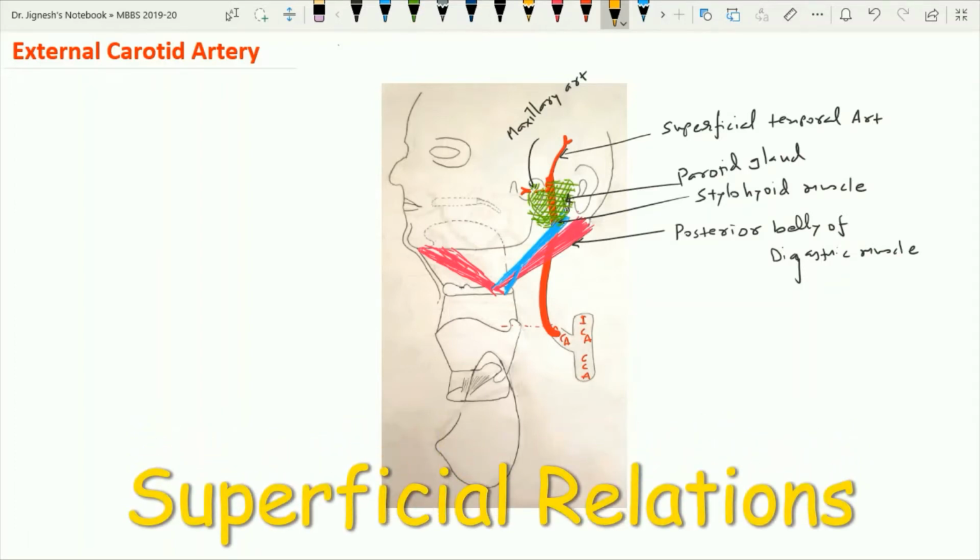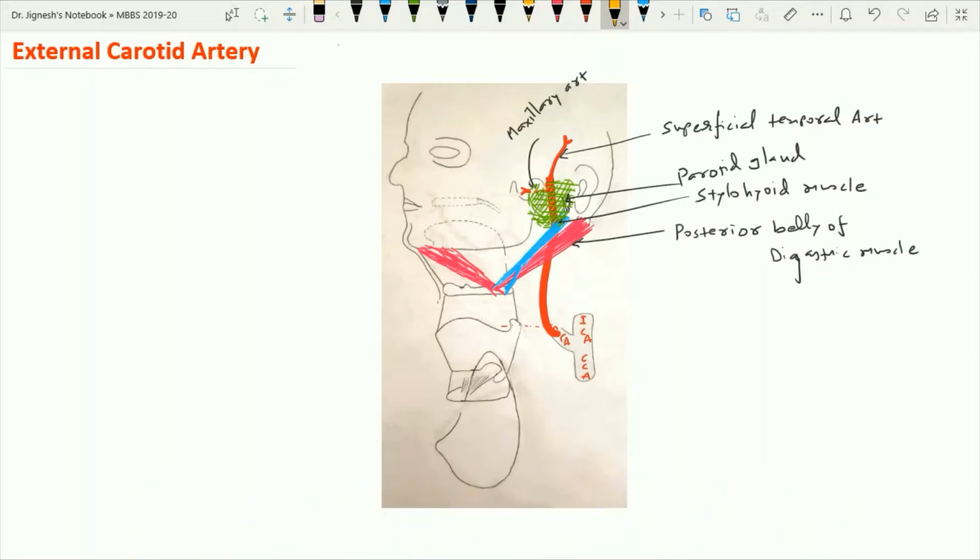When we see the superficial relations of this external carotid artery in the carotid triangle, it is overlapped by a large muscle of the neck, the sternocleidomastoid. Under the sternocleidomastoid, we can find the posterior belly of the digastric and stylohyoid muscle as a superficial relation of this artery. Along with this, two important nerves are also related superficially to it: the hypoglossal nerve and the lingual nerve.